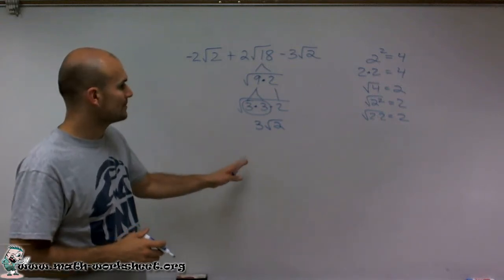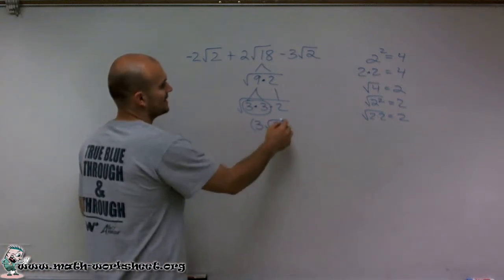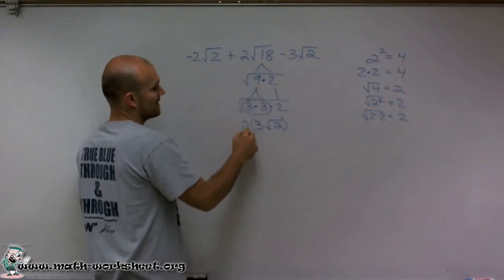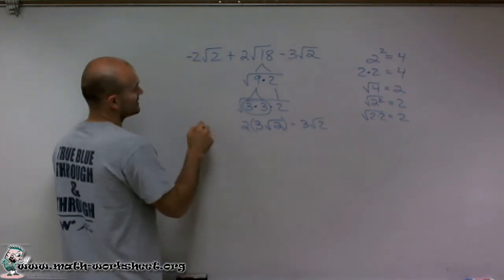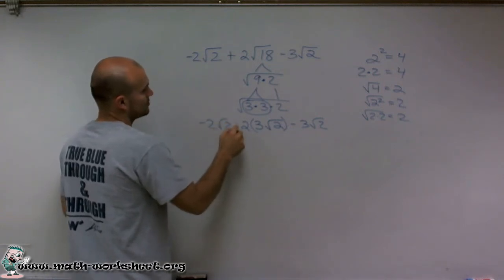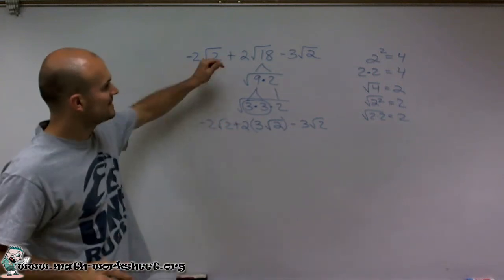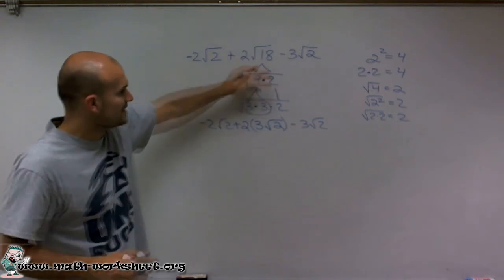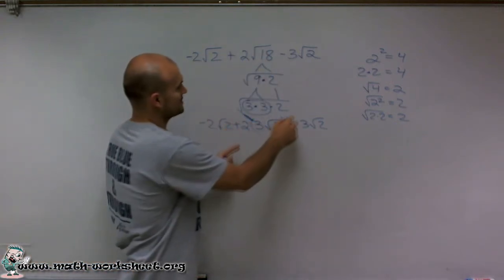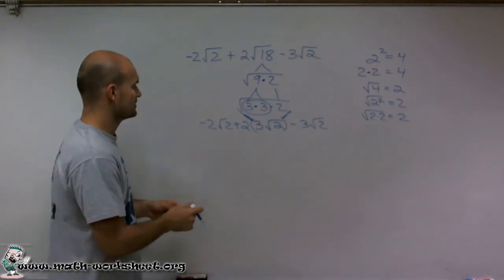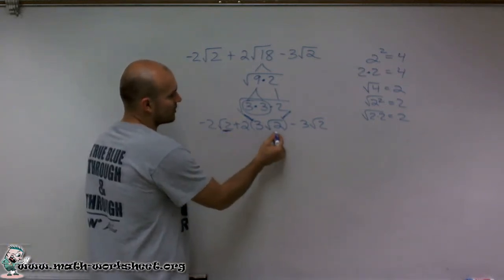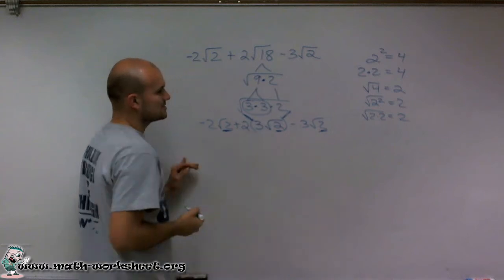Now I'm going to place that in, multiplied by 2, minus 3 square root of 2, and negative 2 square root of 2. So I simplified all of this into 3 radical 2. I just took a slower approach for you. Now what you notice is I have all these square roots of 2's, so I can combine them.